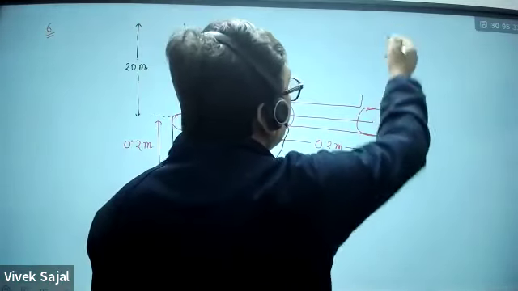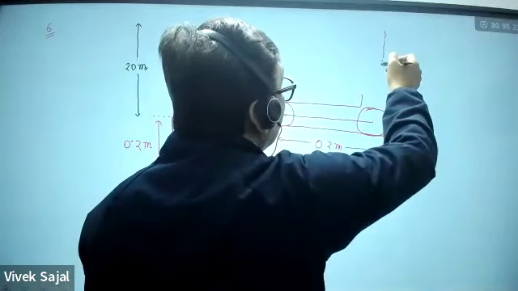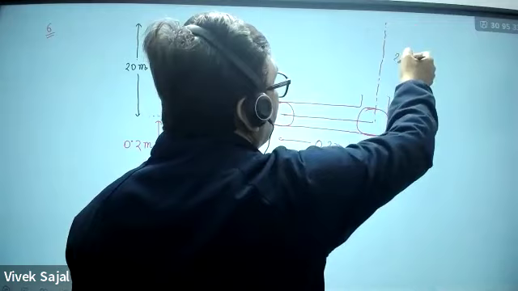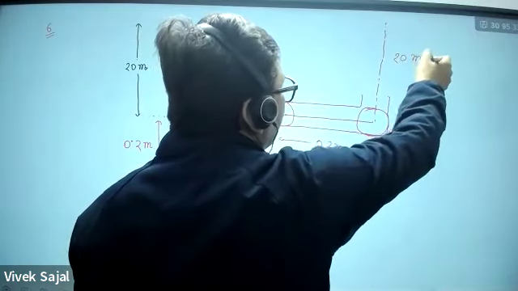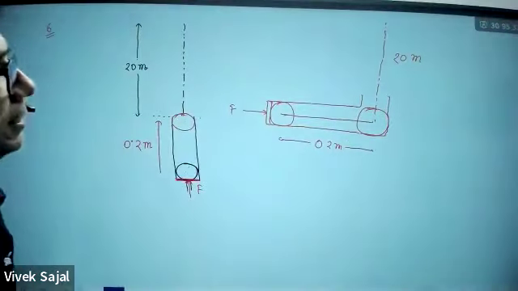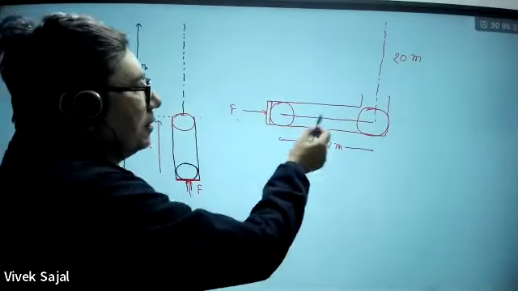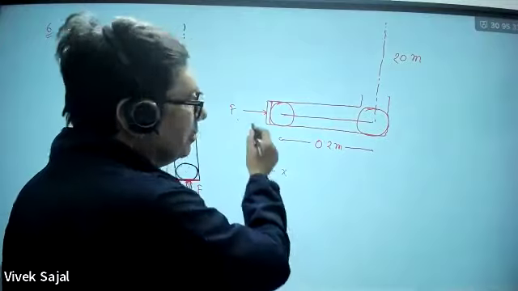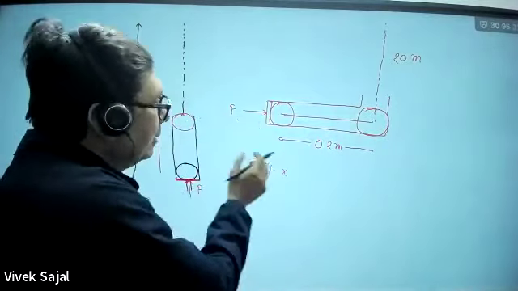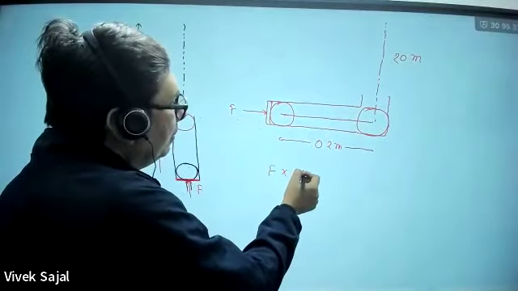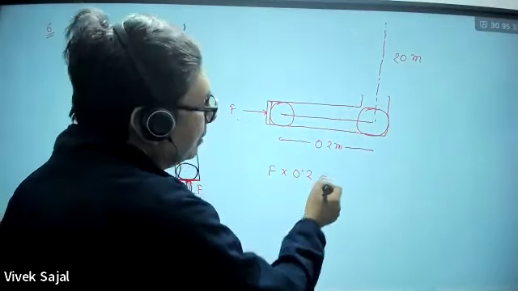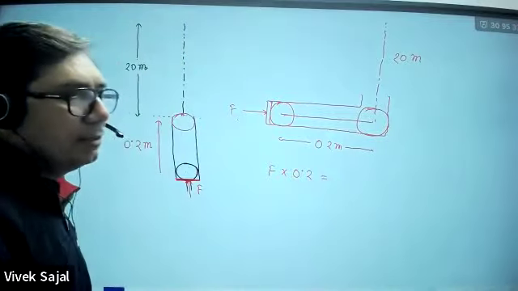Now it is moving up to 20 meters. From here, it will go up to 20 meters, so you can also consider it in this way. So how much work will be done by this force? Because this is a constant force, it's not changing, the total work done by it will be F into S. So this will be F into 0.2. This is the work done.